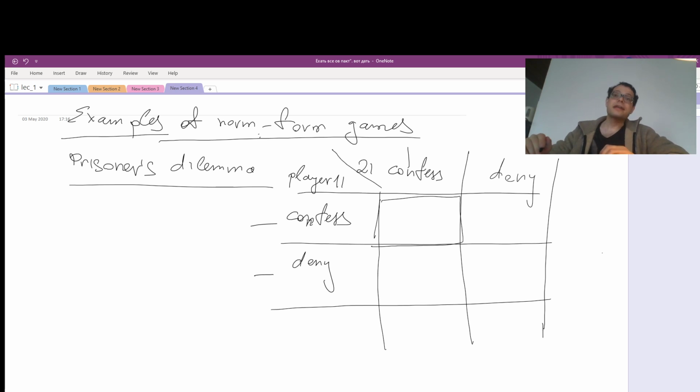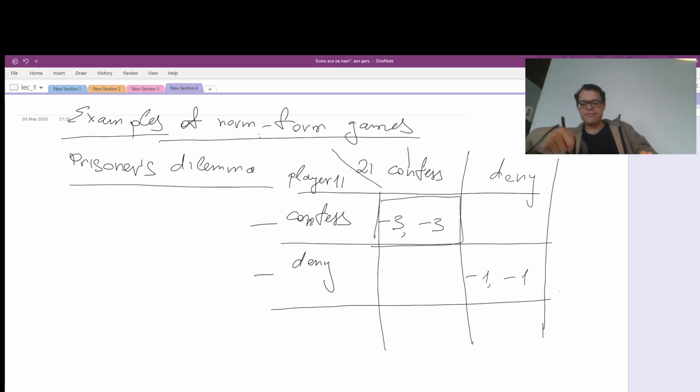So if both confess, they go to jail, let's say, for 3 years. So then they get -3 utility. If they both deny, on the other hand, the police can only prove a minor offense on their part. So that gives them the utility of -1. So they go to jail for 1 year each.